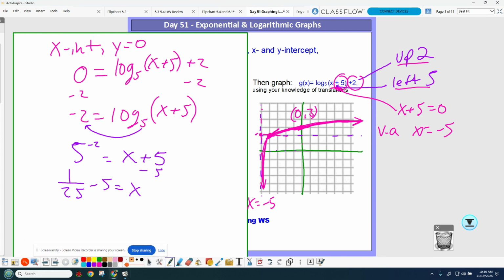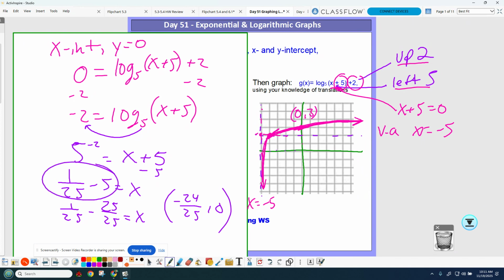This one isn't that hard. Negative 24 over 25, so it's something a little bit less than 5. And if you're scared of the arithmetic, I'm okay with you leaving it like that. But looking at it, it's a number a little less than 5, a little bigger than negative 5. Okay?